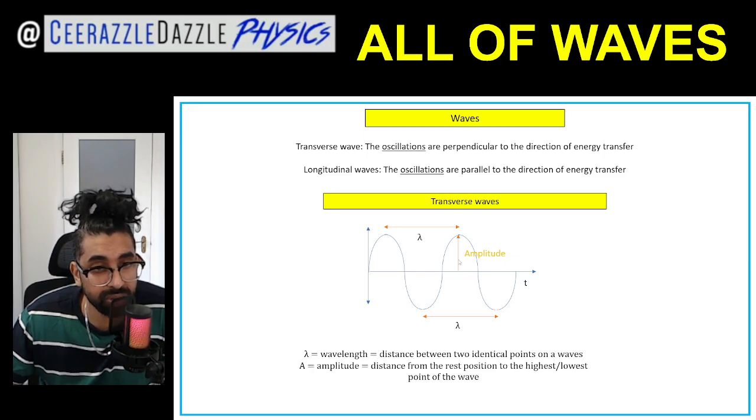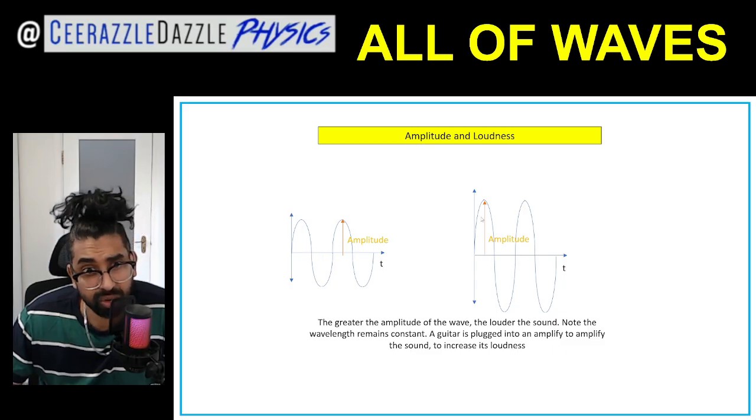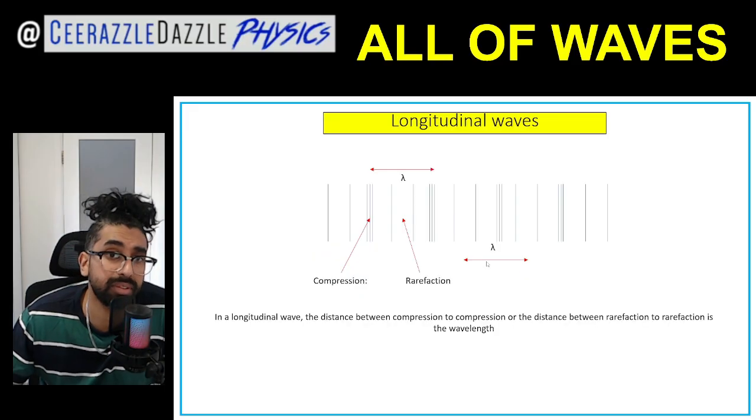That is the amplitude. Now the link between amplitude and loudness: the loudness of a sound wave is related to its amplitude. We can see that we have two waves over here. The greater the amplitude, the louder the sound will be. As you can see, the frequency is constant here, but the sound on the right is going to be louder because it has a higher amplitude.